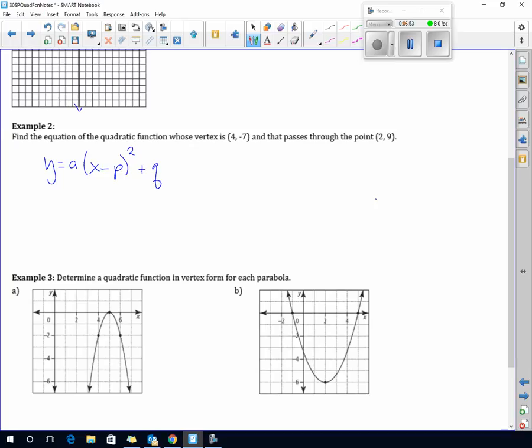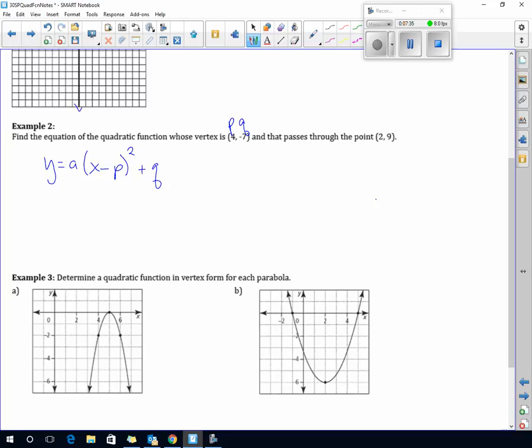Okay, so if I look at this equation, what information did the question give me? They're saying that p is 4 and q is -7. What's the only thing left I need to get the equation of my quadratic function? a. I don't know what a is, but they give me some extra information here to figure it out. What do you think they gave me? A point. They're giving you some x and y.